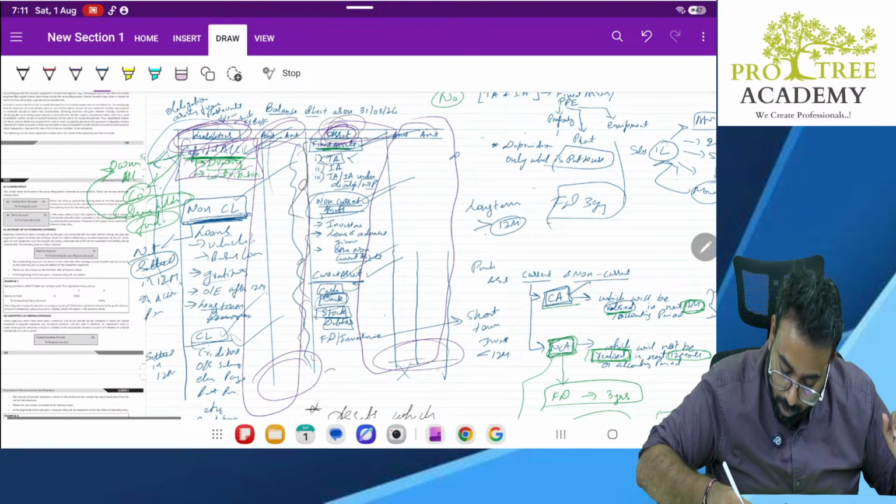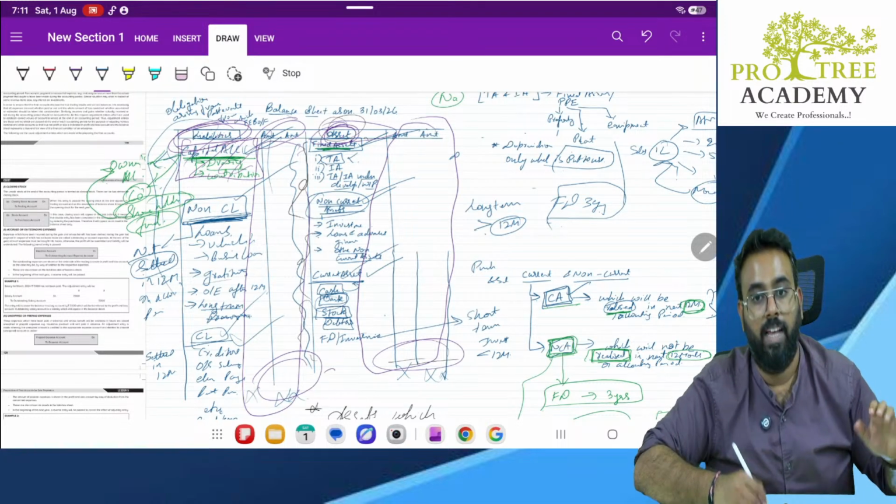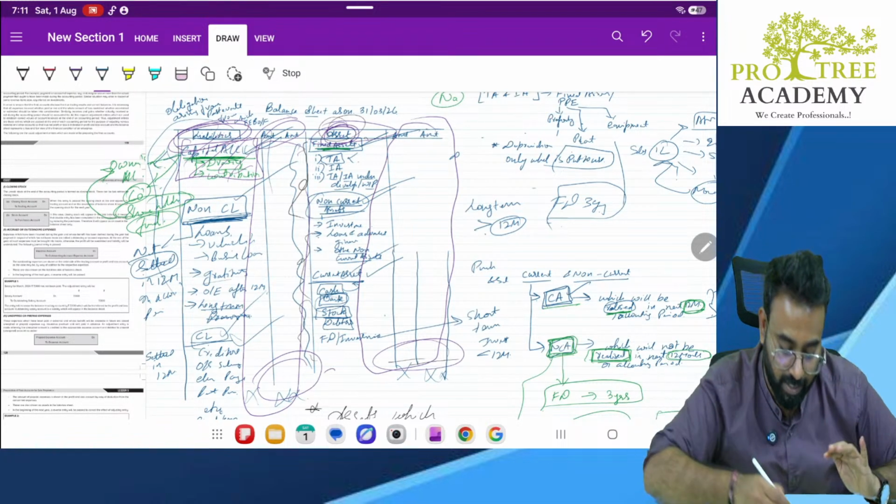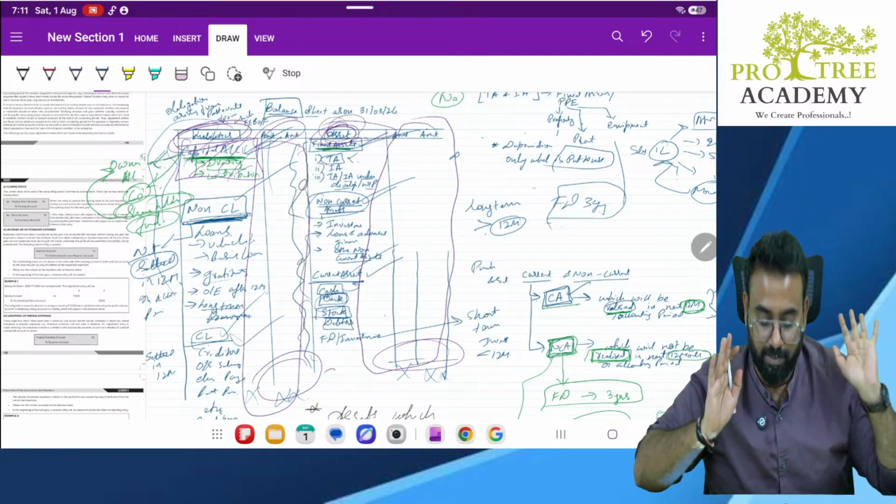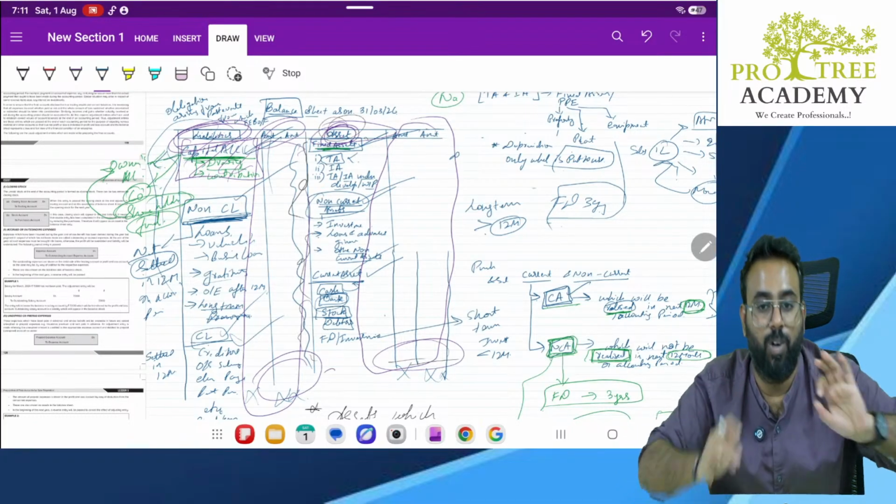Sir, both totals will be the same. That is why it is called a balance sheet. Assets total and liability side total will be equal, sir.